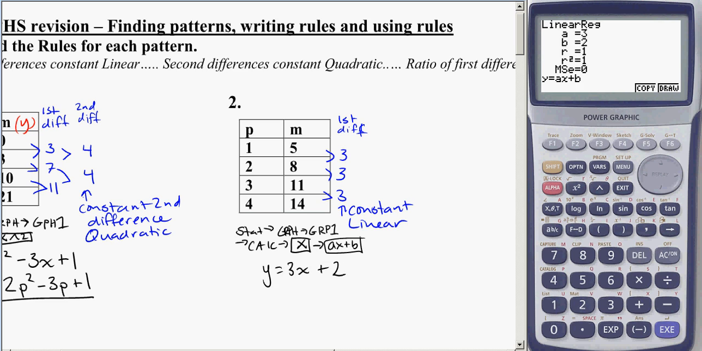And then I want to put this into context again, remembering that x is always first in the table and then y. So I'm going to write out m is equal to 3p plus 2, because m is my y variable in this situation, and p is going to be replacing the x in this situation. So I get my rule for the linear.